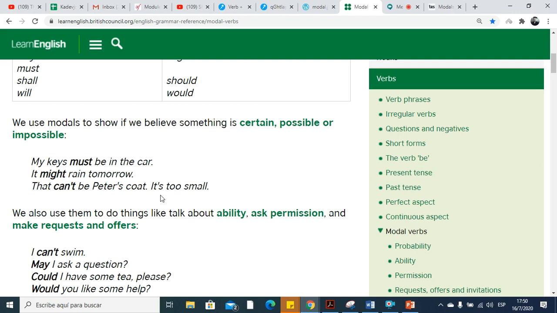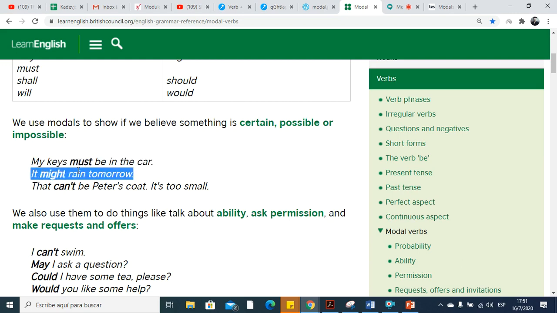Lo malo es que en español no tenemos la costumbre de hablar así en Latinoamérica, sino que en Latinoamérica decimos, por ejemplo, ay, dejé mis llaves en el carro, pero no decimos debí dejar mis llaves en el carro. Sin embargo, si habláramos así y si dijéramos debí dejar las llaves en el carro, so we say my keys must be in the car.